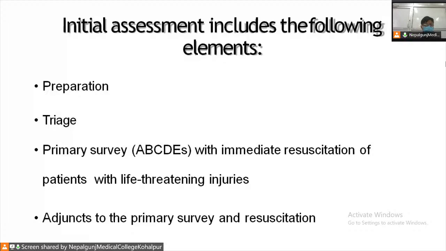After that, we go for the primary survey. The primary survey is ABCDE, that is airway, breathing, circulation, disability, and exposure. The adjuncts to the primary survey and resuscitation include blood group examination and arrangement of blood at the same time.